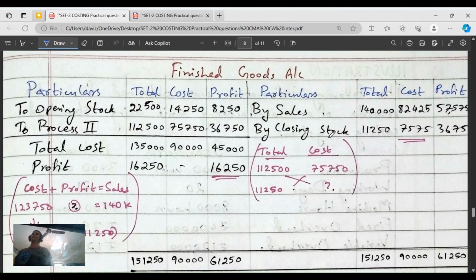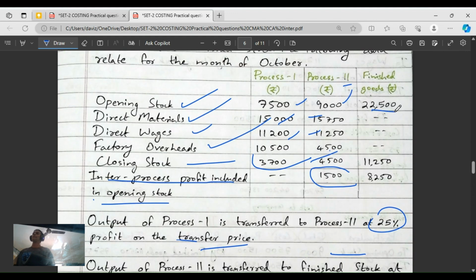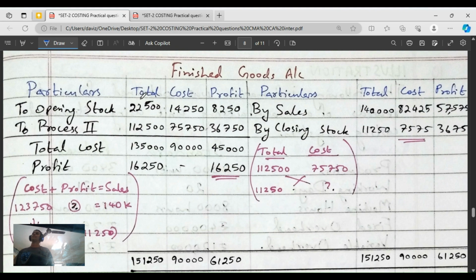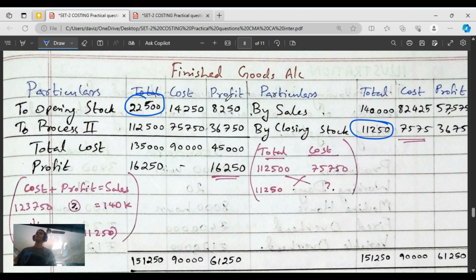Now the finished goods account. The opening stock of finished goods account is 22,500. Closing stock is 11,250. Inter-process profit included in opening stock is 8,250. Inter-process profit 8,250 we added. Then we balance it, like cost plus profit is total. So 22,500 minus 8,250, we get 14,250.